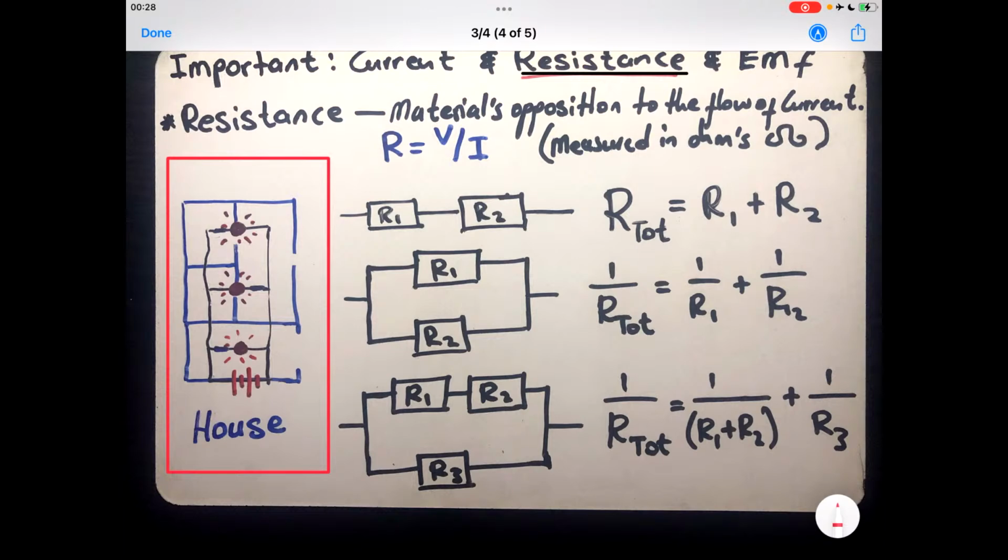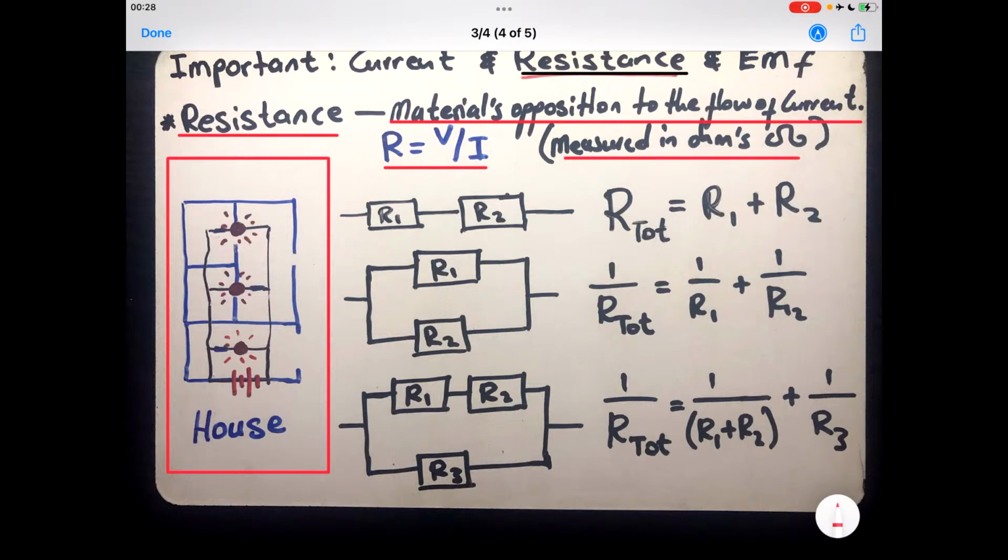So let's see. What exactly are we talking about when we talk about the resistance? In short, honorable members, the resistance refers to the material's opposition to the flow of current. That's what we talk about when we talk about the resistance in short. And here we've got the formula which says the resistance is equal to V over I. And the resistance is measured in ohms. I'm pretty sure that at this stage, most of you guys are aware of that.